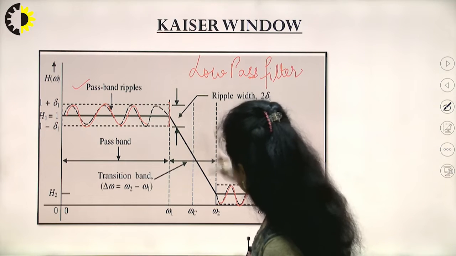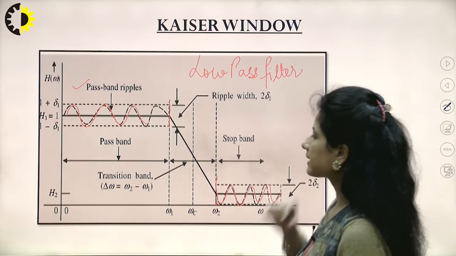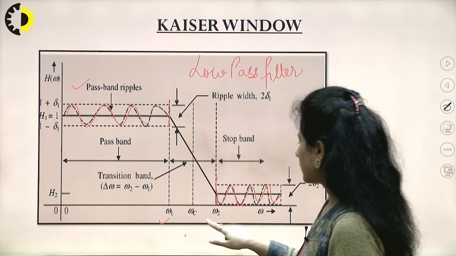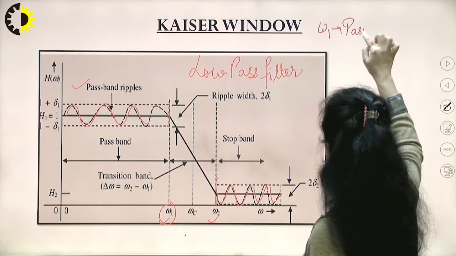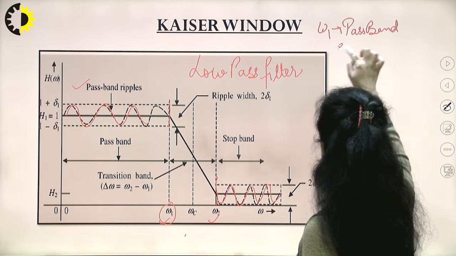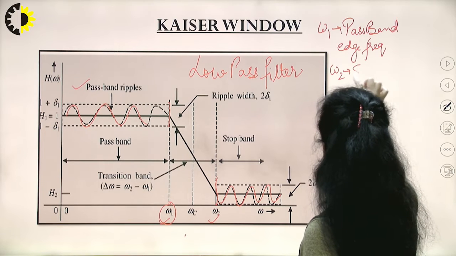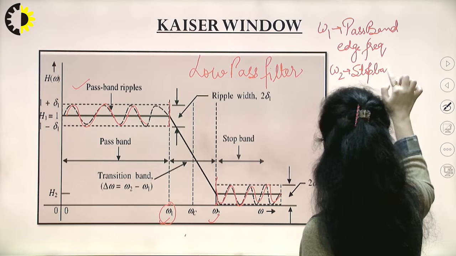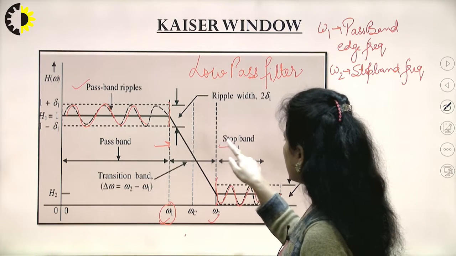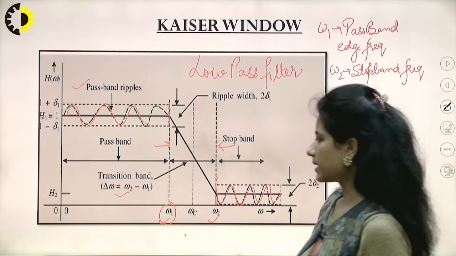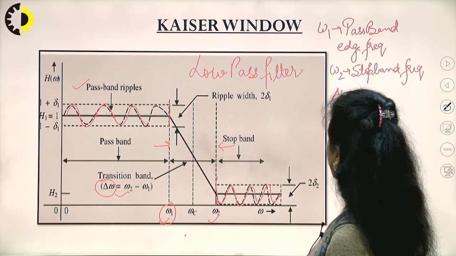In between these two edges, I have this transition band, and the width of this transition band is calculated as the difference between these two frequencies. So this omega 1 frequency is my pass band edge frequency, and similarly this omega 2 is my stop band edge frequency, defining my transition band. If I need to calculate this difference between these two edges, I simply need to subtract these two frequencies, and I represent that transition band with another parameter which is called delta omega.